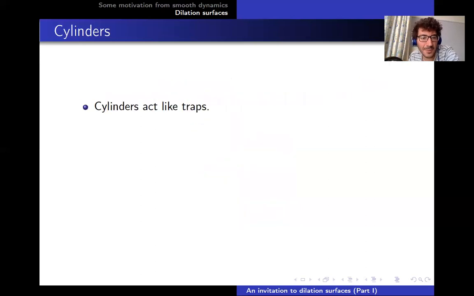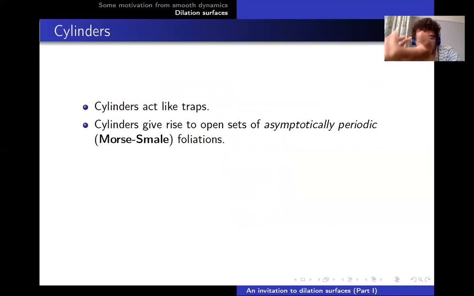So what you have to bear in mind is that those cylinders act like traps, and they're responsible for some Morse-Smale foliations. So this concept of Morse-Smale, asymptotically periodic, can be extended to foliations, where you say that it is Morse-Smale or asymptotically periodic if every single leaf accumulates to a nice periodic orbit. Not periodic orbit, I mean like cycle, closed orbit.